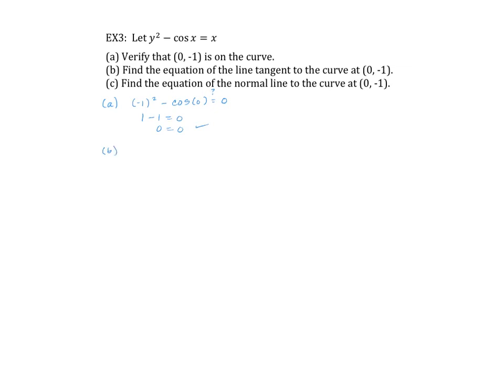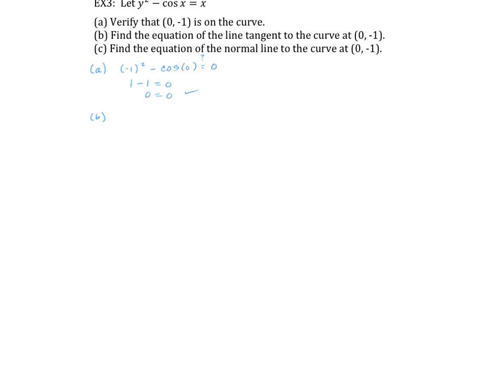Part B. Find the equation of the line tangent to the curve at the point (0, negative 1). Well, we have a point. All we need is a slope. So we need to find the slope of the tangent line. So what is this? Well, we have to find the derivative. But since it's a y squared, we're going to use implicit differentiation.